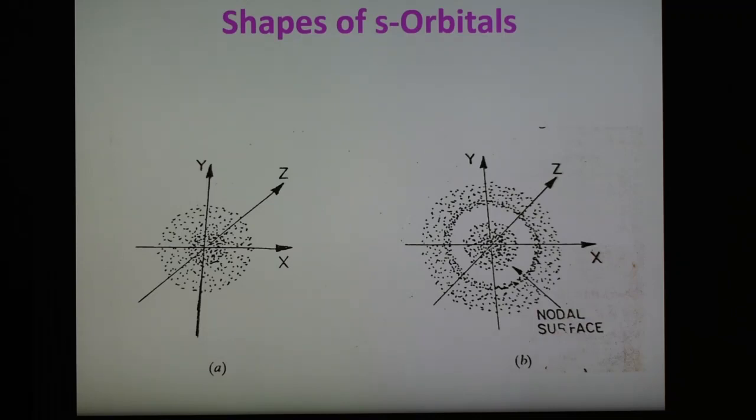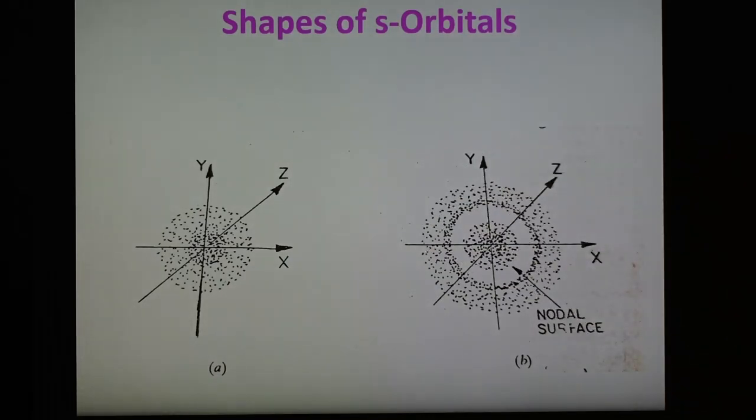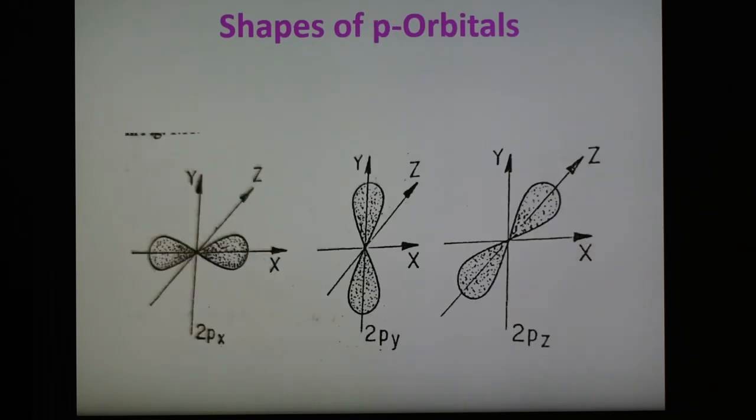So the shape of s orbital is a spherical shape, the shape of 1s and the shape of 2s orbital. All s orbitals have spherically symmetrical shape. Second one is the shape of p orbital.